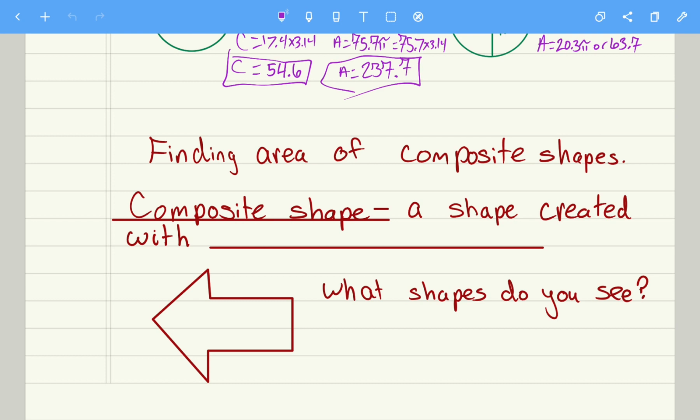Now we are going to be talking about composite shapes. So the objective is that we are going to find the area of composite shapes. Now let's look here. A composite shape is any shape created with two or more simple shapes.